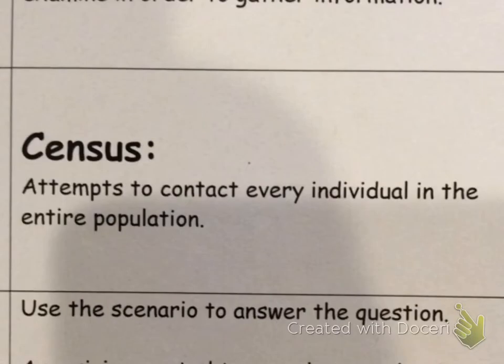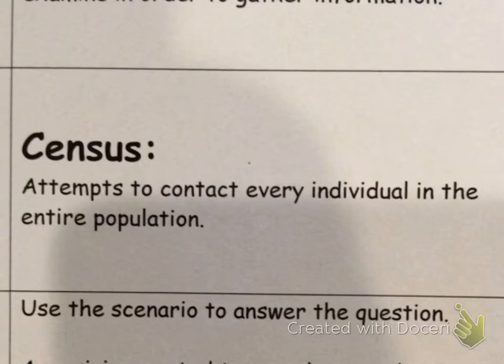And then the next one is census. A census attempts to contact every individual in the entire population. So this is the year 2020 right now while I'm making this video, and this year is a U.S. Census year, which means the United States government sends out a questionnaire to every household in the entire nation. They are trying to get an accurate and exact count of how many people are in the United States. They do this every 10 years. So again, it's a census. It's an attempt to count every individual in the entire population.